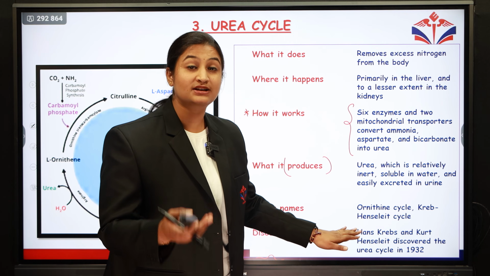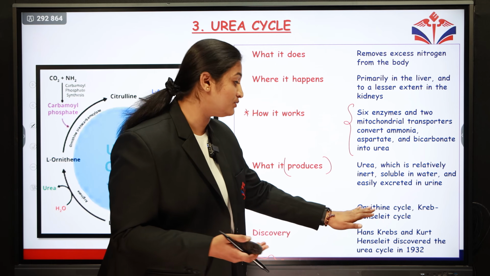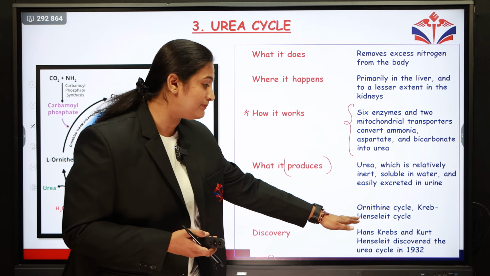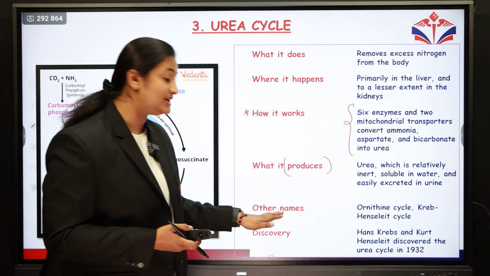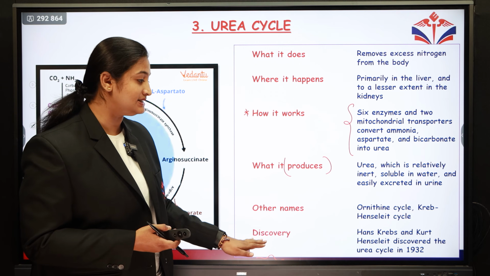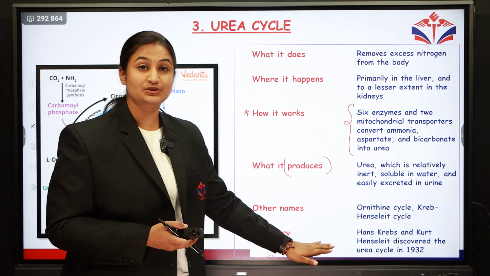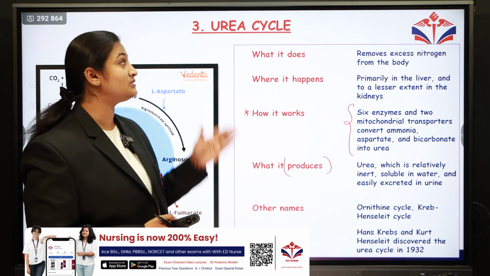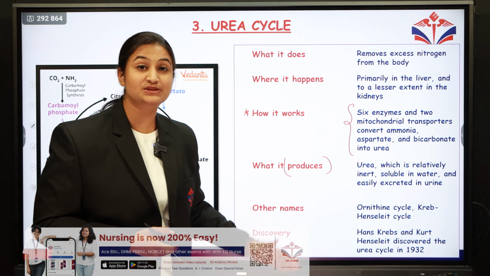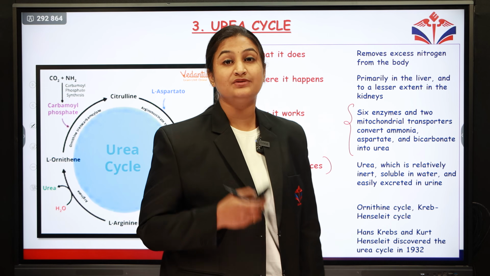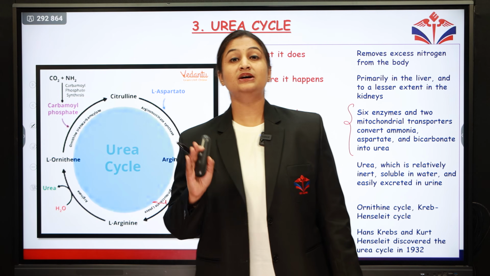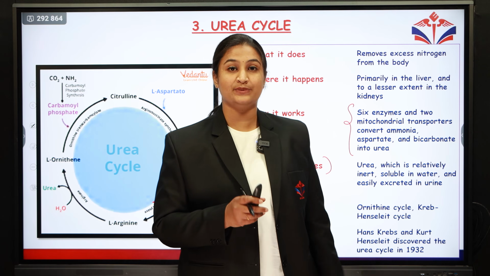Whenever you get a question in your question paper, you must not get confused. So that is the ornithine cycle, that's the Krebs and Henseleit cycle. These are the other names given to it, and the discovery was done by these two people. So it's also known as the urea cycle, and different names are also given. So don't get confused in your question paper. This is the same answer. You can write it for the urea cycle if they're asking these questions also.